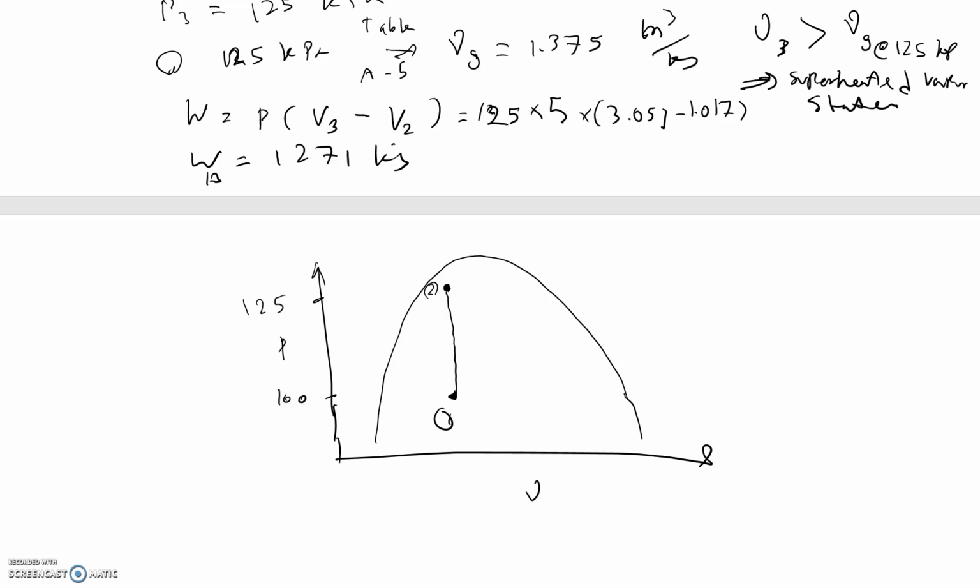From state 2 to state 3, you are keeping the pressure constant because the piston starts to move. It's a frictionless piston, but your specific volume changes. Now finally you get to superheated vapor region based on our calculations. So that's it, and this is our diagram.